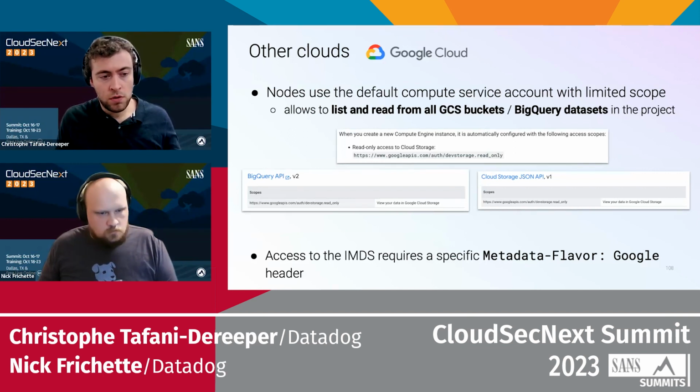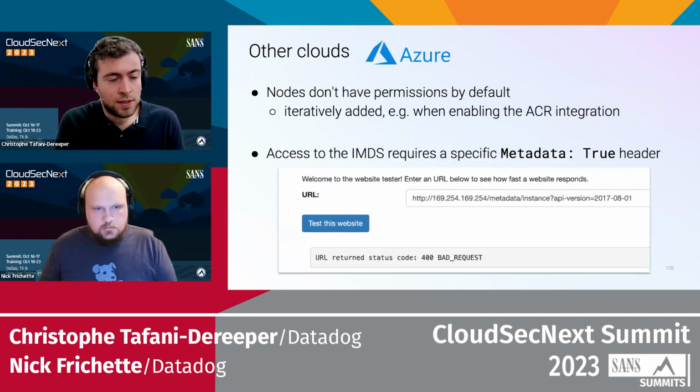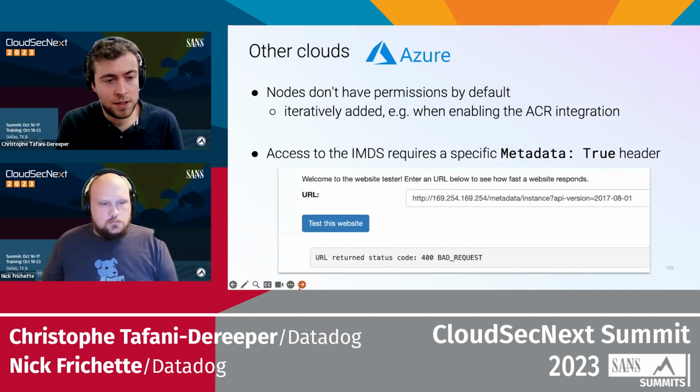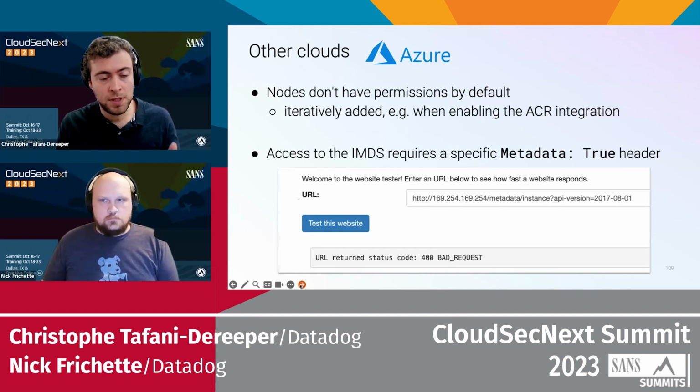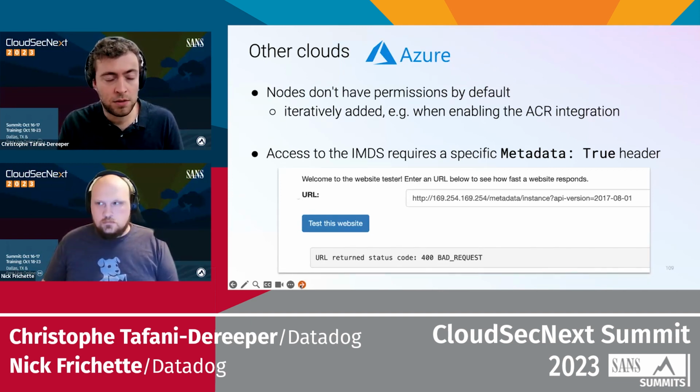And when you want to talk to the IMDS in GKE, you need to add a specific header, which means that exploitation through SSRF is much harder or even not doable. On Azure, it's a bit similar. You will see on the screenshot below an example of trying to exploit an SSRF on Azure. You need to add a specific header for it to work. So it's not going to work, which makes SSRF exploitation harder to achieve.